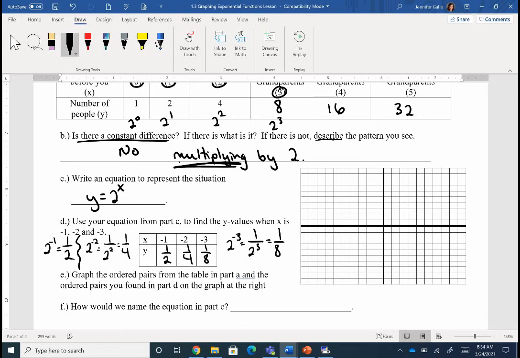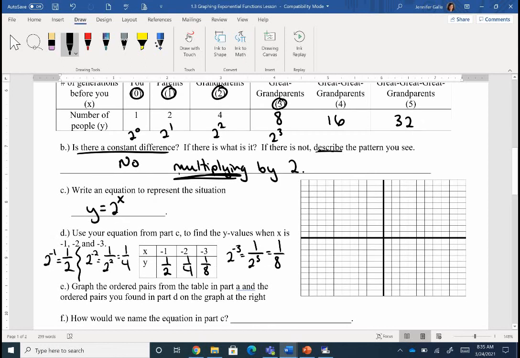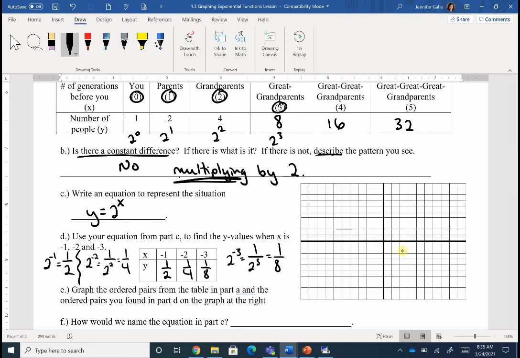Now you might be thinking, Miss Golly, how do we graph those? Well, let's start graphing the part that we know how to graph. We're just going to graph what fits. So we're going to have our first ordered pair. We're going to start with the U box, and that's 0, 1. Then we're going to go to the parent box, and that's 1, 2. The grandparent box is 2, and then 4. The great-grandparent box is 3, and then 8.